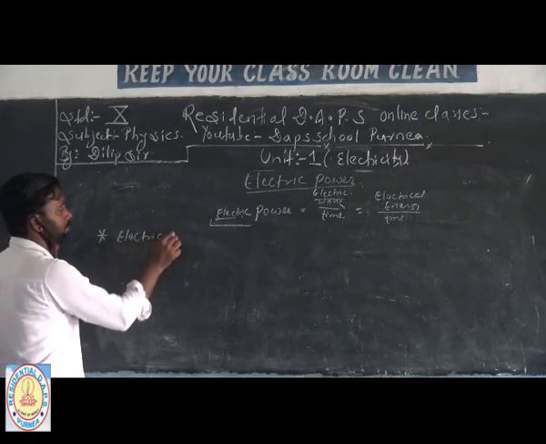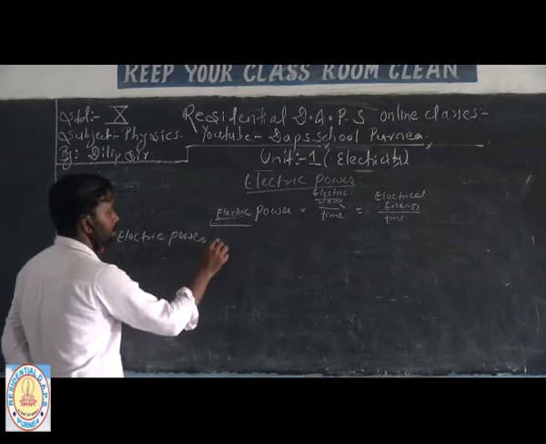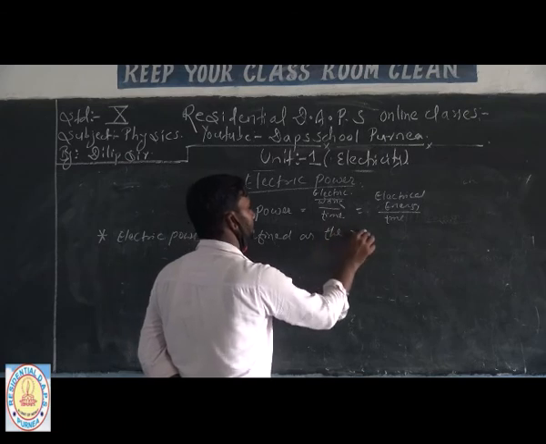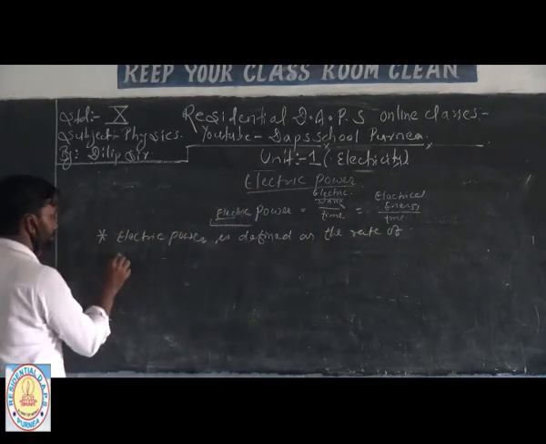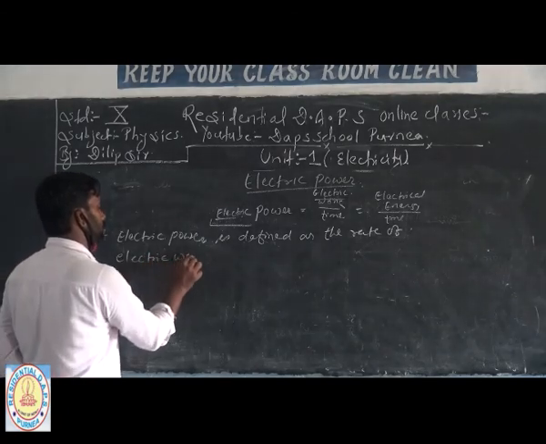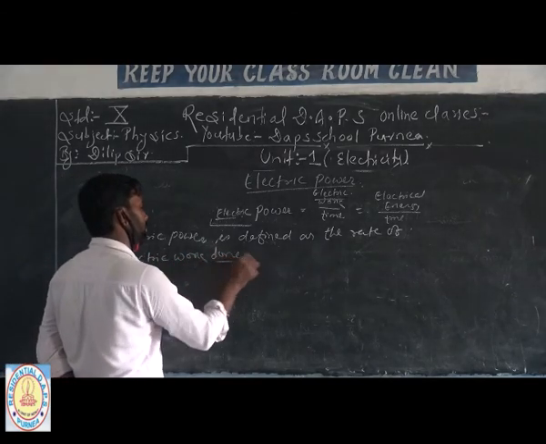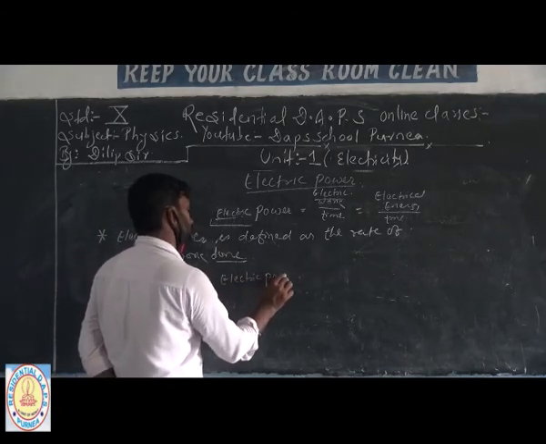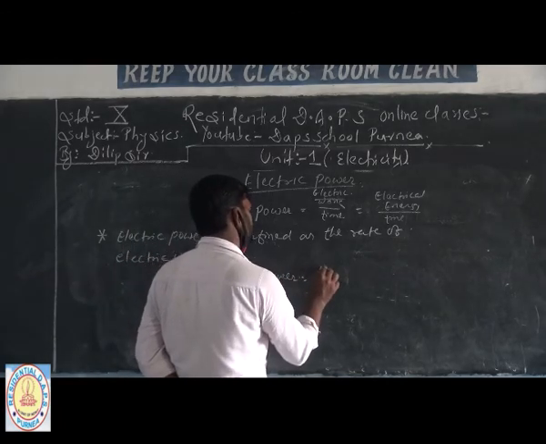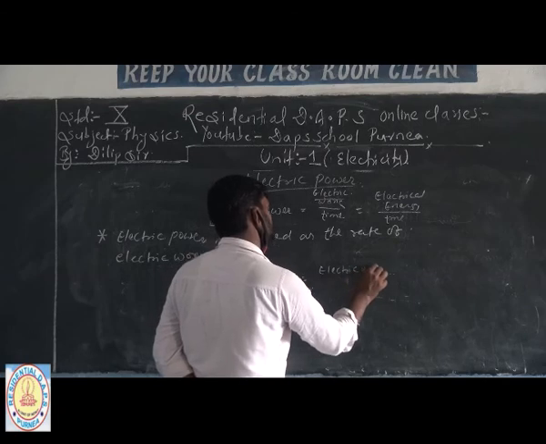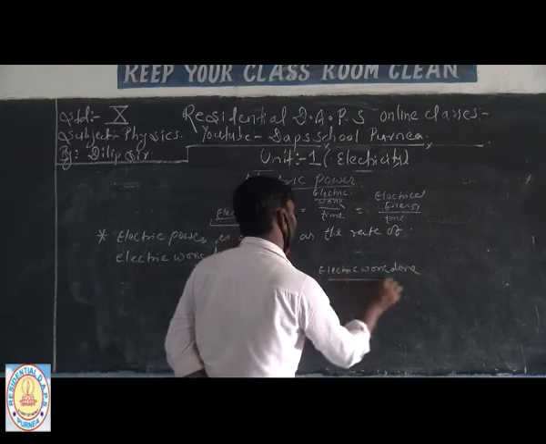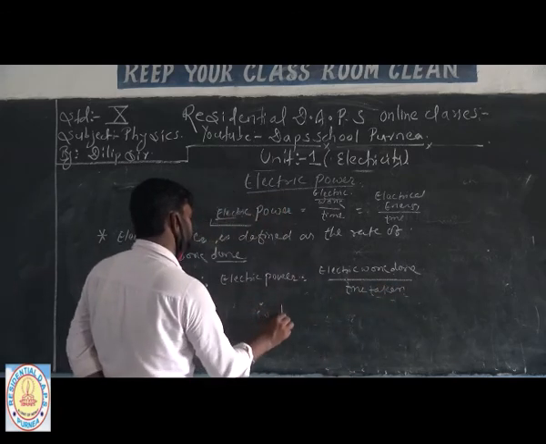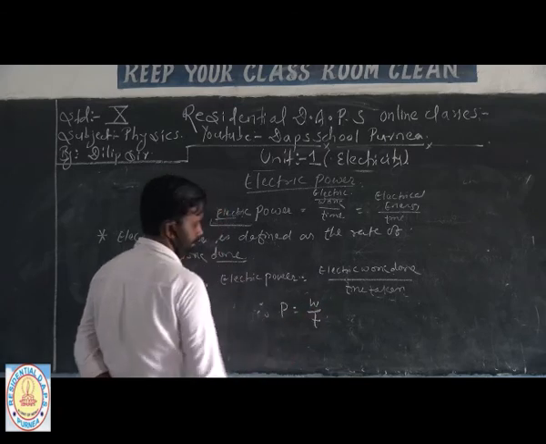Okay, so here power is explained as the electric power is defined as the rate of electric work done. Therefore, electric power equals electric work done by time taken. Therefore, P equals W by T.